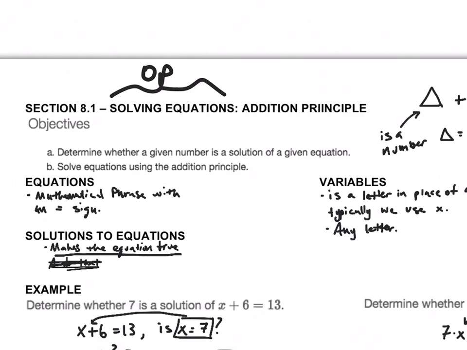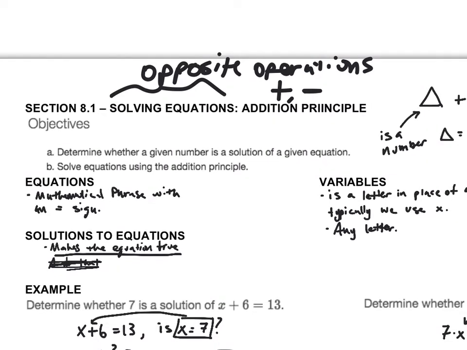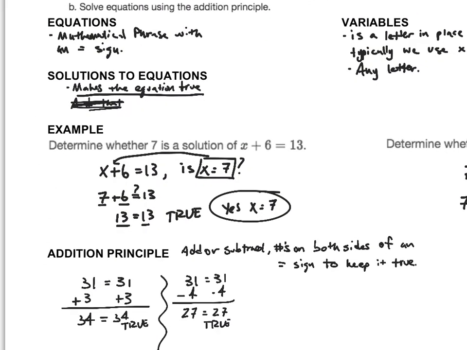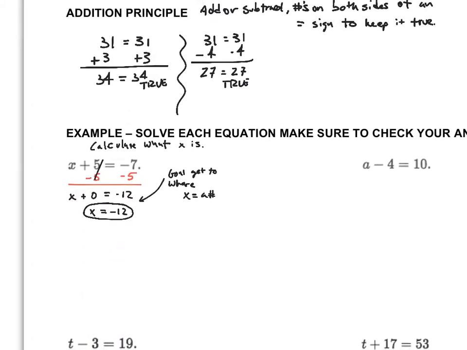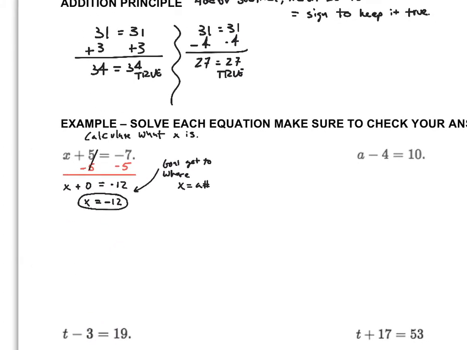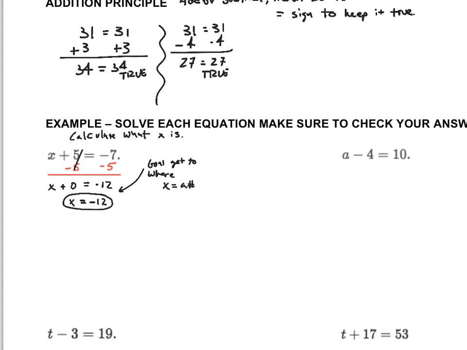Okay, so opposite operations. All right, and we think about ourselves, okay, what's the opposite of addition? It's subtraction. Okay, and so we use that to solve these equations. All right, so that's what we've got. We want to calculate what x is, so get to where x is equal to a number.